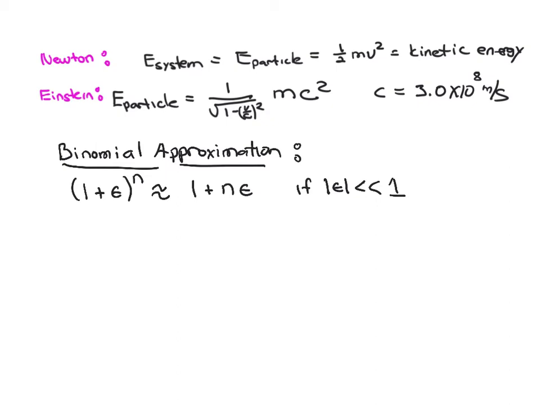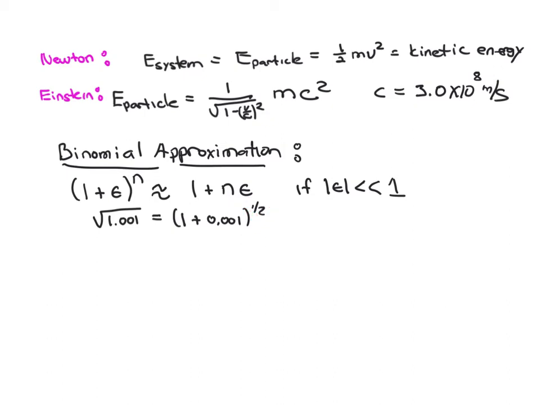So, for example, if you wanted to calculate something like the square root of the number 1.001, well, you can write that as the number 1 plus 0.001 raised to the 1/2 power. And according to the binomial approximation, in that case, the quantity epsilon has a value of 0.001, and the quantity n has a value of 1/2.